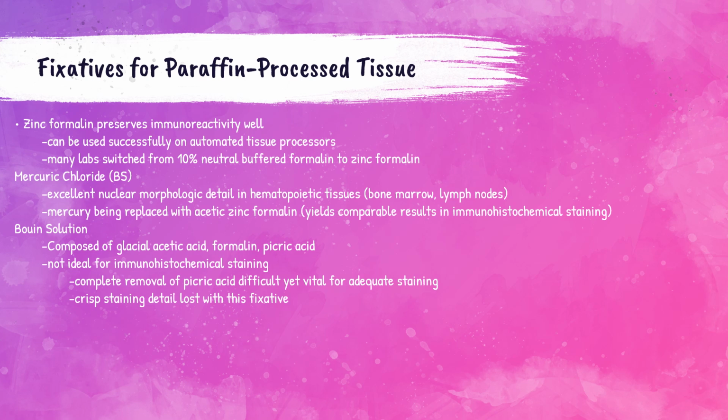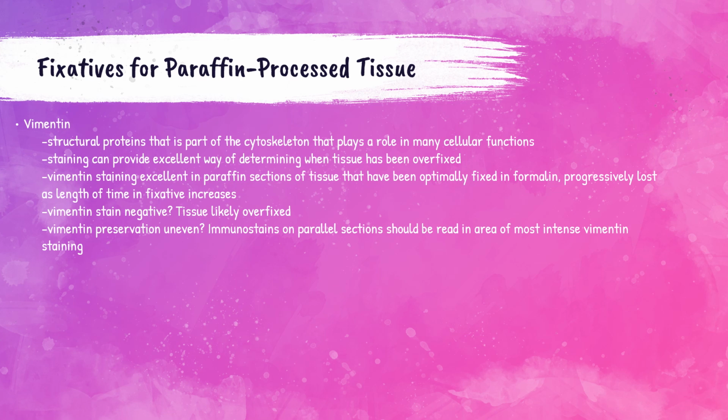Because mercury is an environmental hazard, it is being replaced with acetic zinc formalin, and this yields results comparable to the B5 in immunohistochemical staining. Bouin fixative, which is composed of glacial acetic acid, formalin, and picric acid, is not ideal for immunohistochemical staining. Picric acid is difficult to remove, and crisp staining detail is lost for these stains. Fixation varies from laboratory to laboratory.